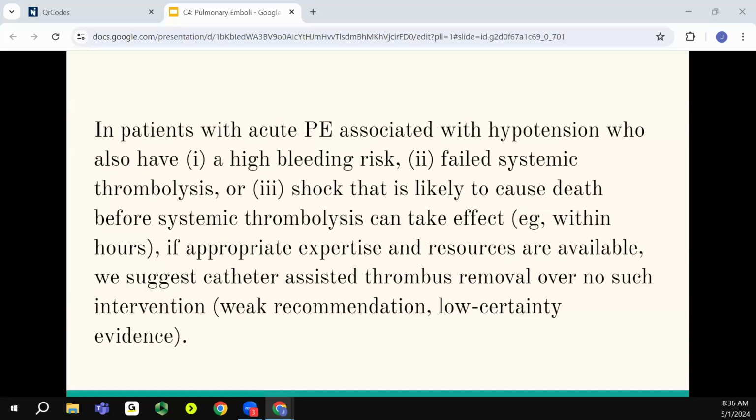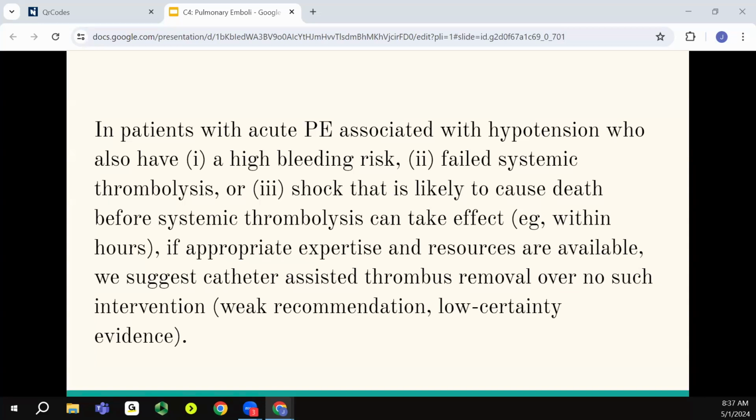The third update is that in patients with acute PE associated with hypotension who have a high bleeding risk or failed systemic thrombolytics, you've already given thrombolytics to them, or shock that's likely to cause death before you can get thrombolytics on board, you can consider catheter-assisted thrombus removal over no such intervention.